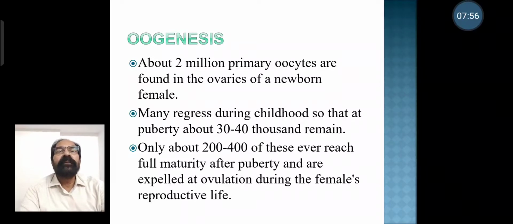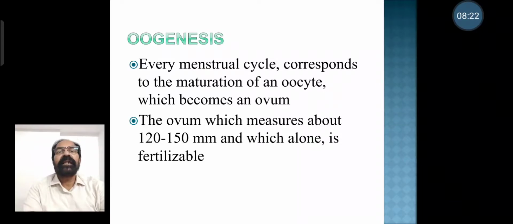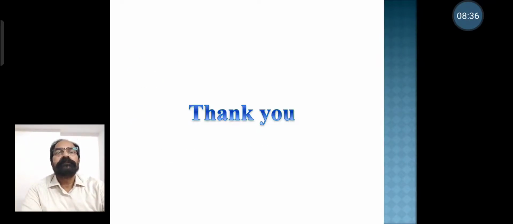About 2 million primary oocytes are found in the ovaries of a newborn female. Many regress during childhood, so that at puberty about 30 to 40,000 remain. Only about 200 to 400 of these ever reach full maturity after puberty and are expelled at ovulation during a female's reproductive life. Every menstrual cycle corresponds to maturation of an oocyte, which becomes an ovum. The ovum measures about 120 to 150 micrometers, which alone is fertilizable. Thank you.